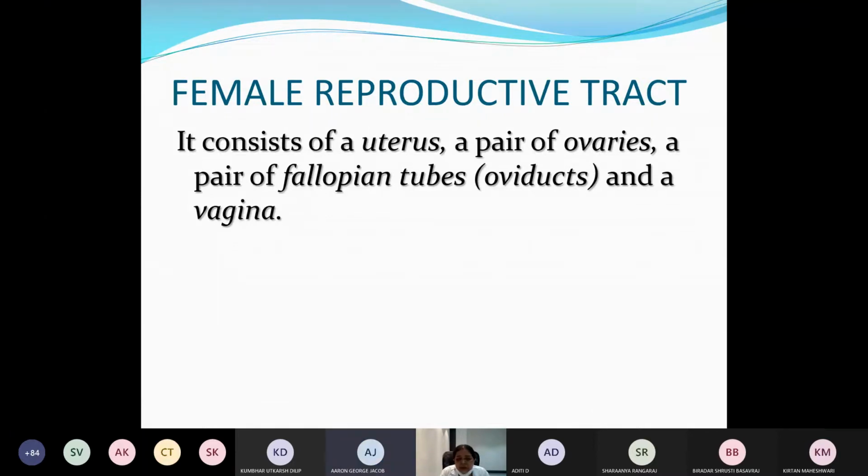So this female reproductive tract consists of uterus.